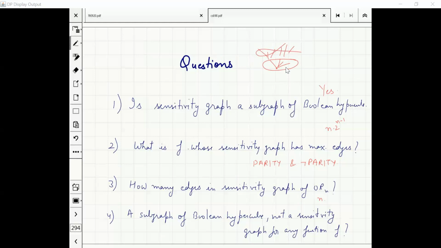So that is great. Question 1 was, is the sensitivity graph a subgraph of the Boolean hypercube? That was clearly correct. Now let me ask the opposite question. Is every subgraph a sensitivity graph for some function? You can give me a proof of this, or you can give me a subgraph which will not correspond to the sensitivity graph of any function. I don't know which one is true. You have to tell me.